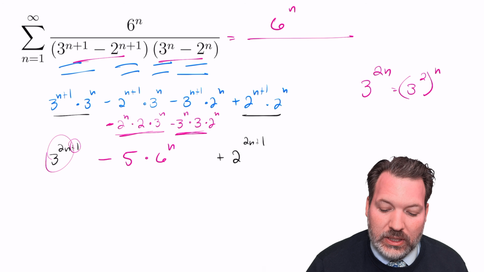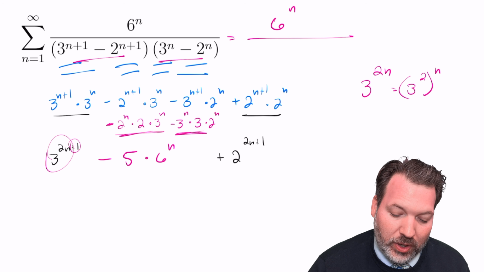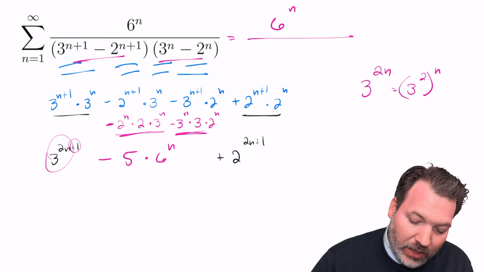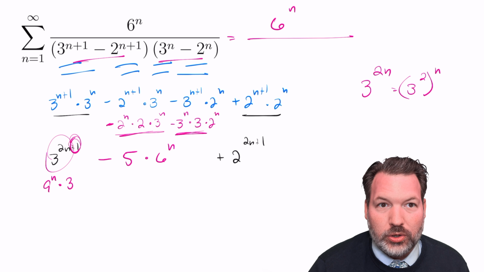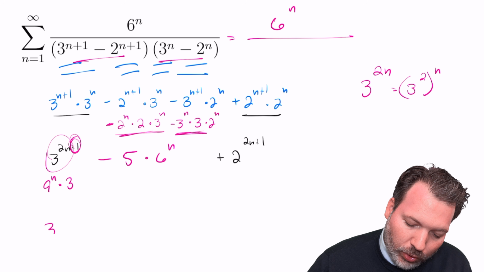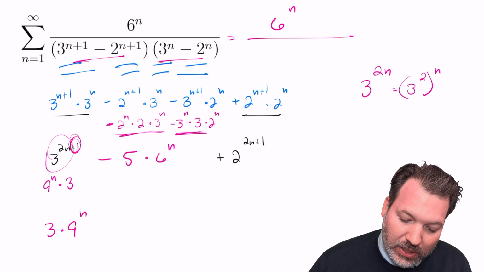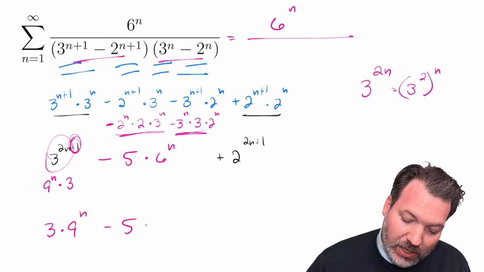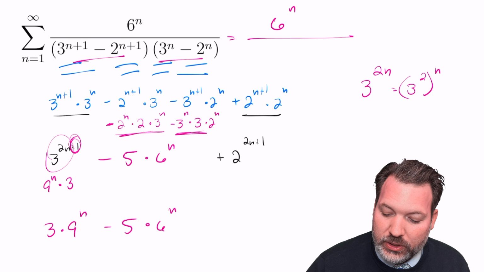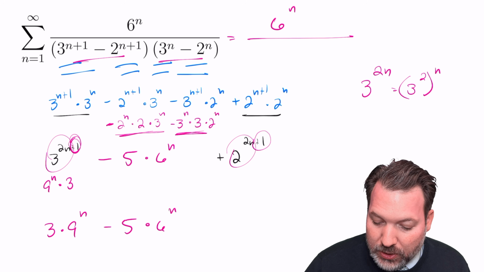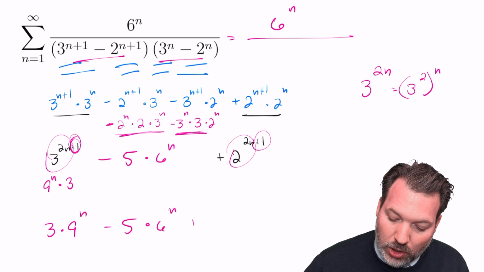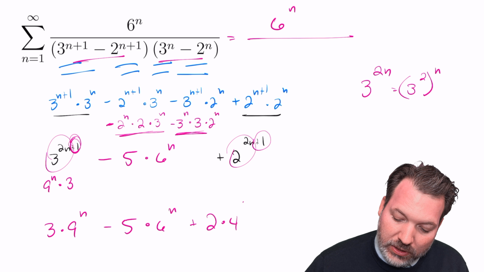3 squared, of course, is 9, so in fact, I can call this 3 to the 2n plus 1 the same thing as 9 to the n times a 3, again, that 3 coming from the additional plus 1 power, or writing it more like a coefficient, 3 times 9 to the n, minus 5 times 6 to the n, and then one more time over here, same idea, 2 squared is 4, and then plus 1 means 1 extra 2, so plus 2 times 4 to the n power.